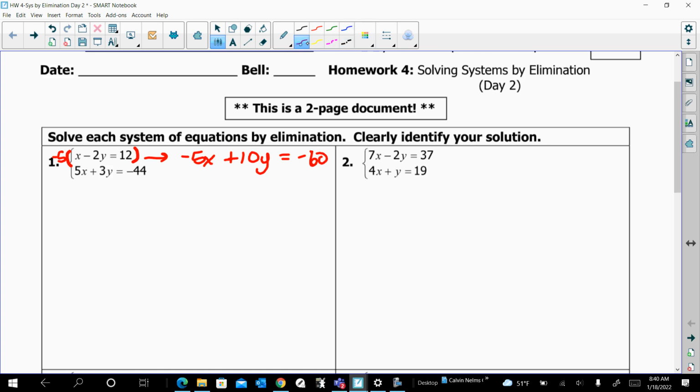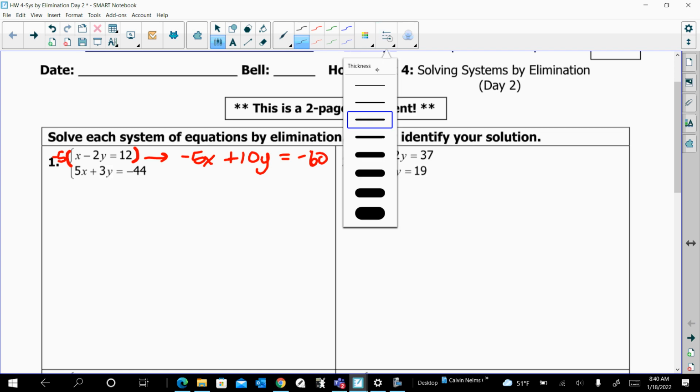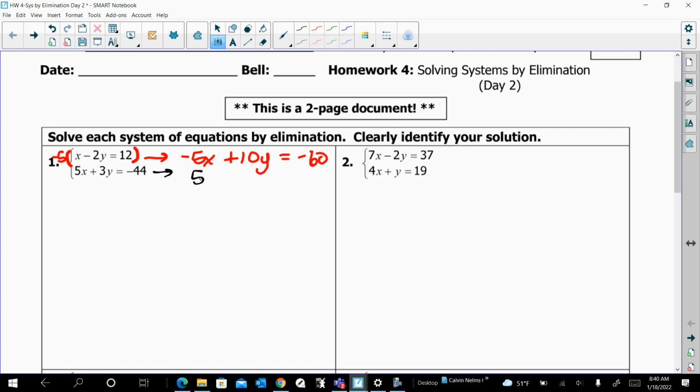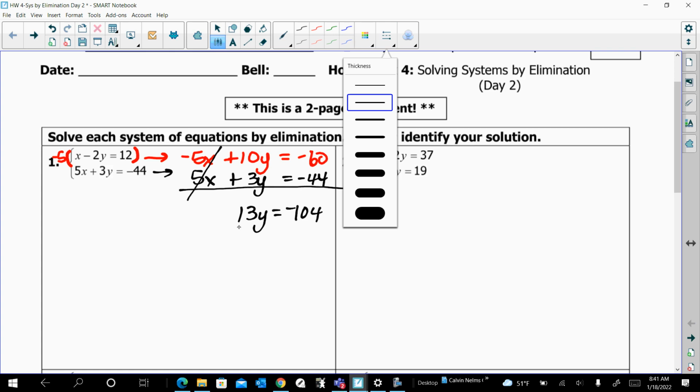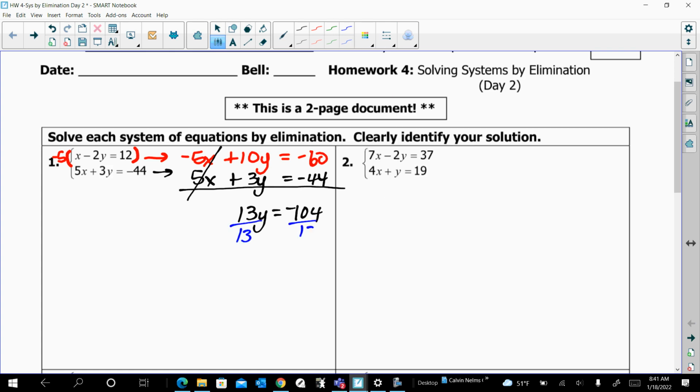And now we're going to keep the bottom. So 5x plus 3y equals negative 44. So the x terms cancel. 13y. A negative plus a negative can be added together. So that's a negative 104. Are we okay on that? Yeah. All right, then you divide both sides. You do have calculators at your desk by 13.